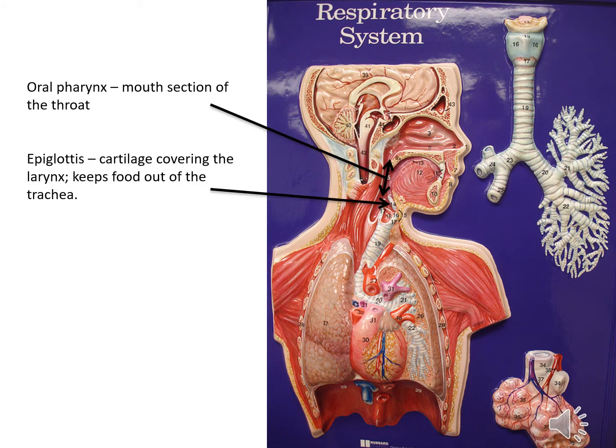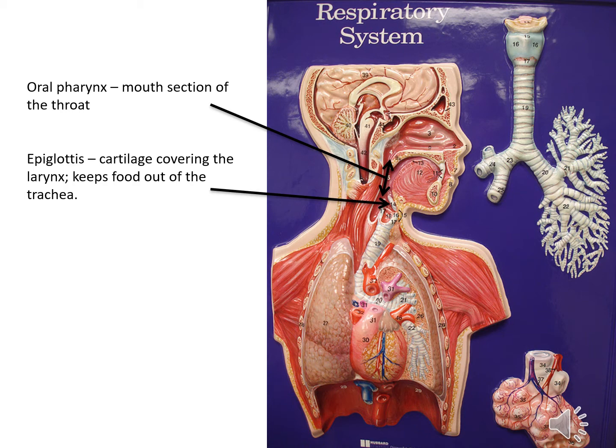The oral pharynx is the mouth section of the throat. That's what most people would think of as throat. Don't stick your finger back down your throat so far that you barf or anything, but that would be in the oral pharynx, the mouth section of the throat. We really won't talk about the laryngopharynx, but that would be kind of in the neck around the larynx.